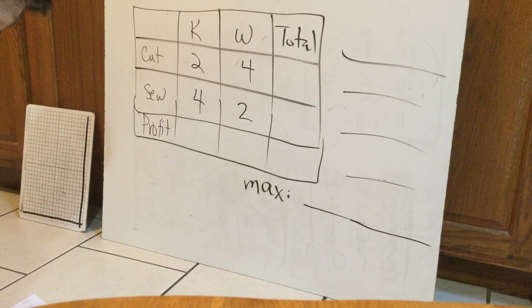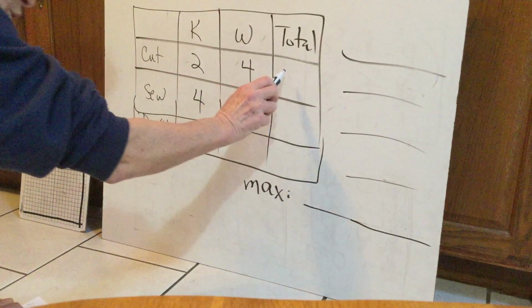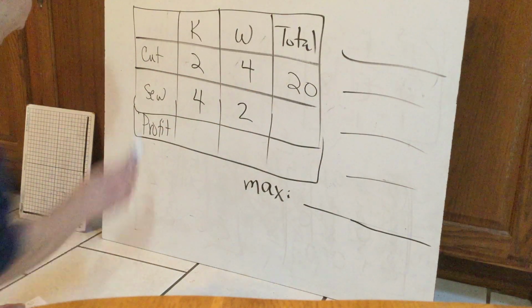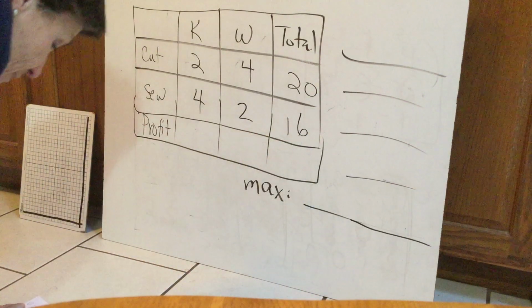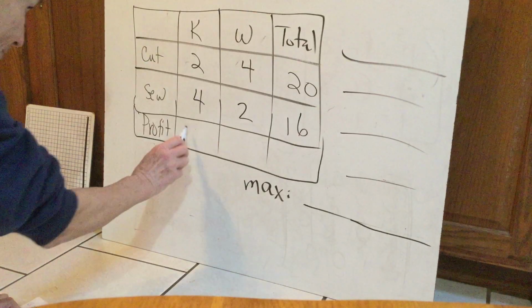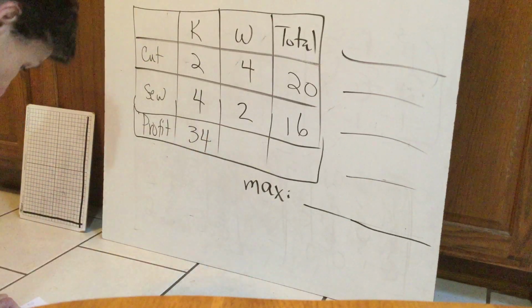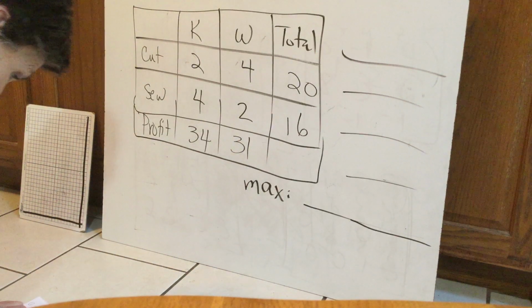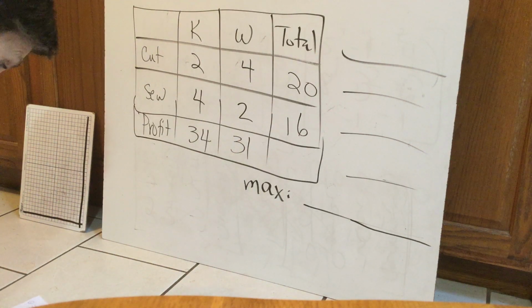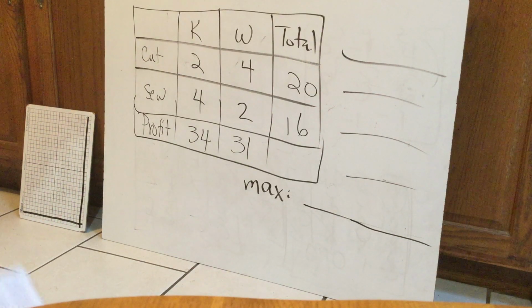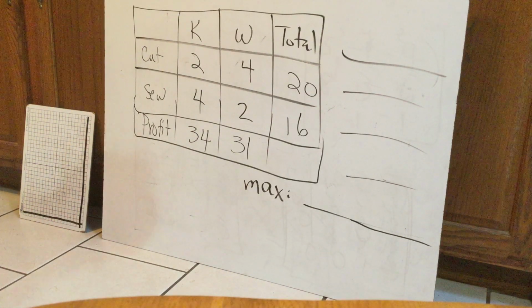At most, 20 hours per day are available for cutting, so the total cutting is 20, and 16 total for sewing. The profit on a knit suit is $34, and on a worsted suit is $31. How many of each kind of suit should be made to maximize the profit, and what is the maximum profit?